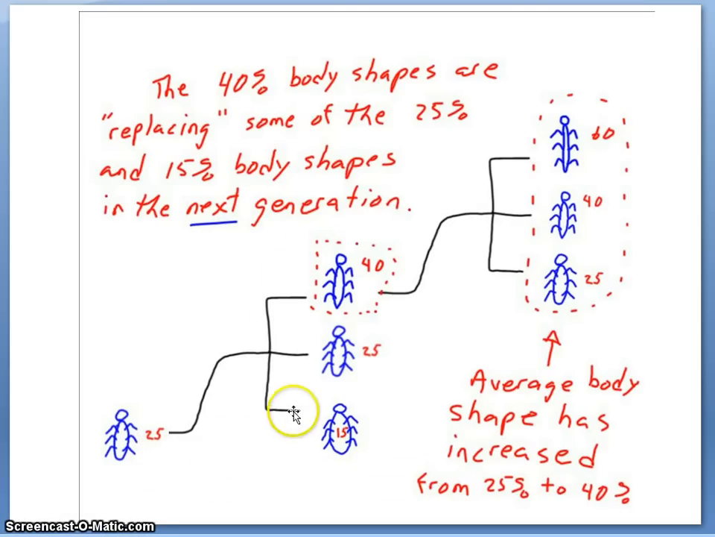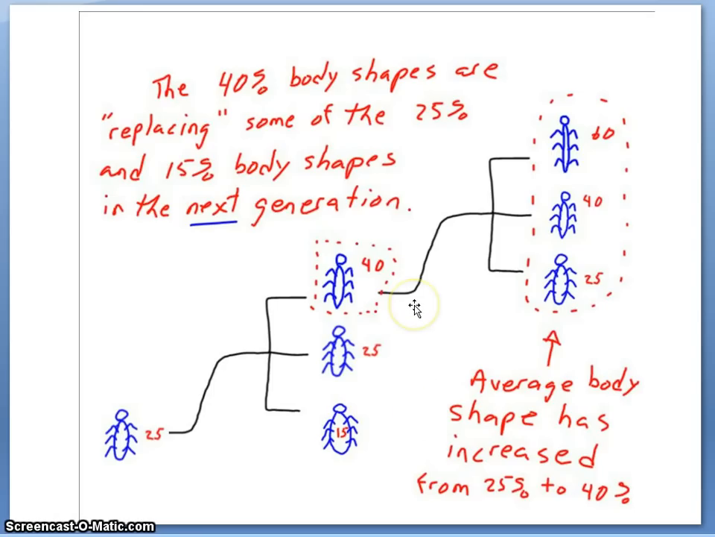There's some variation in the body shapes of that generation. Most of the individuals are like the parent, 25%ers. Some are a little thinner, a 40%er. Some are a little chubbier, 15%er. Now, in an environment filled with sticks and predators, the thinner bodies will have an advantage. The camouflage of the 40%er is a little bit better than the 25 and much better than the 15. And so the idea is birds will not eat the 40%ers as much as the 25 and 15%ers.